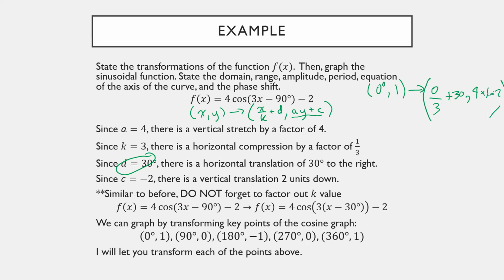I could use a graphing calculator, or I can do this all in my head. This is pretty easy. 0 divided by 3 is 0, plus 30, that's 30 degrees.